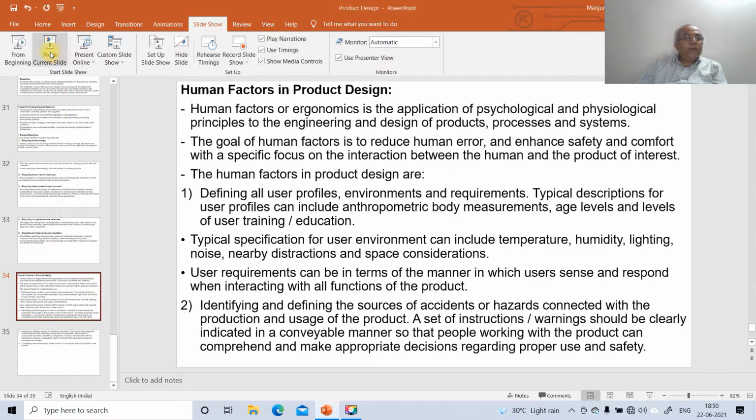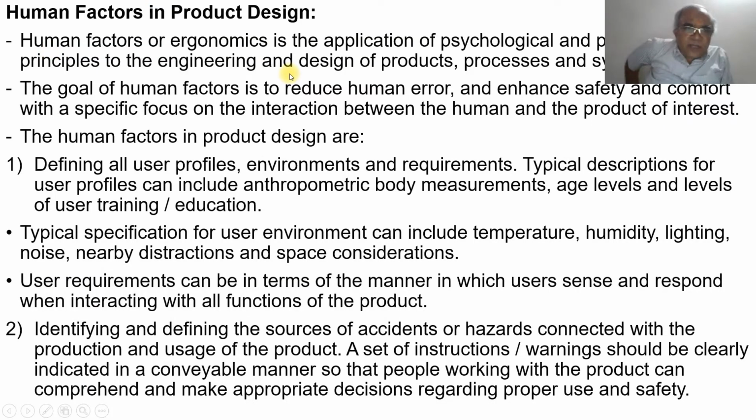So in this video, we are going to discuss the human factor in product design. Human factors, or ergonomics, is the application of psychological and physiological principles to the engineering and design of products, processes and systems. So what are all the physiological and psychological principles that we should think about regarding the design of products, processes and systems?